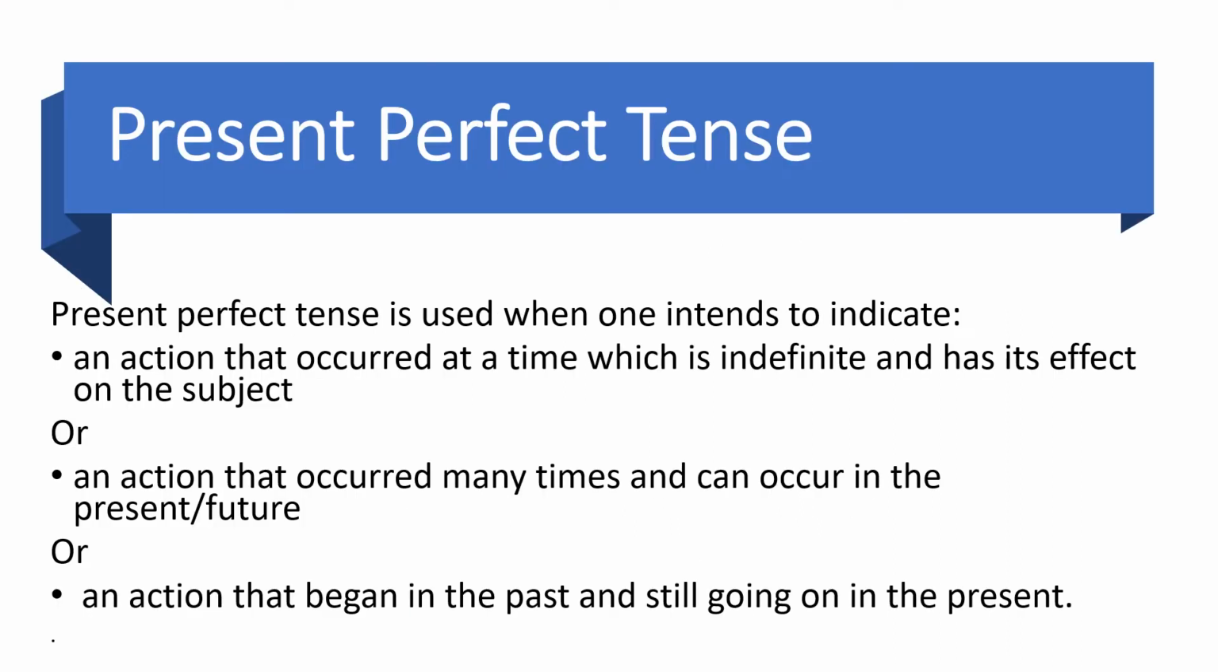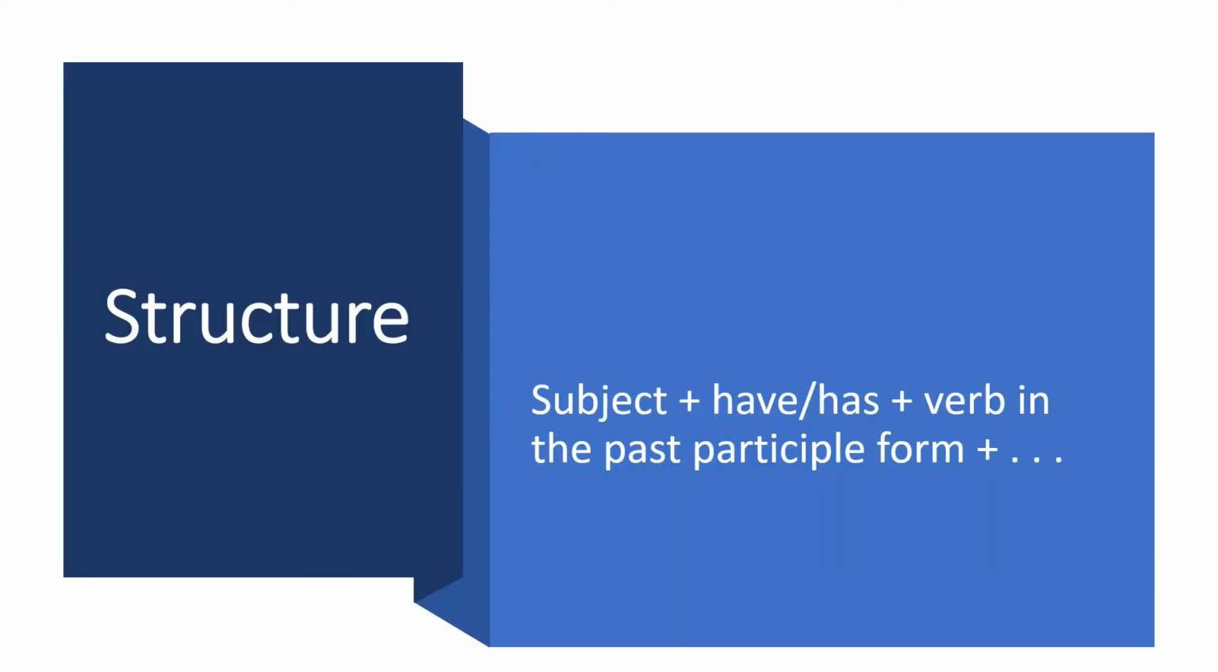Present perfect tense. Present perfect tense is used when one intends to indicate an action that occurred at an indefinite time and has its effect on the subject, or an action that occurred many times and can occur in the present or future, or an action that began in the past and is still going on in the present. Structure of present perfect tense: subject plus have or has, plus the verb in the past participle form, plus the object or rest of the sentence.